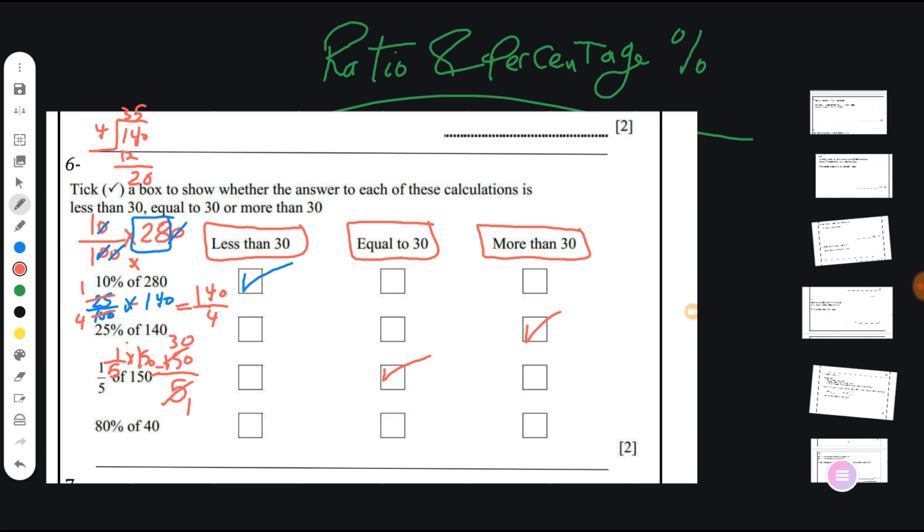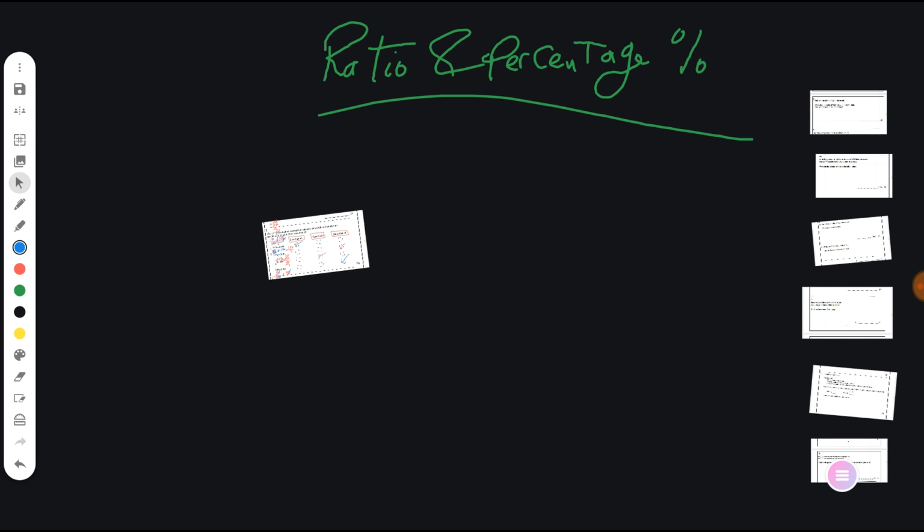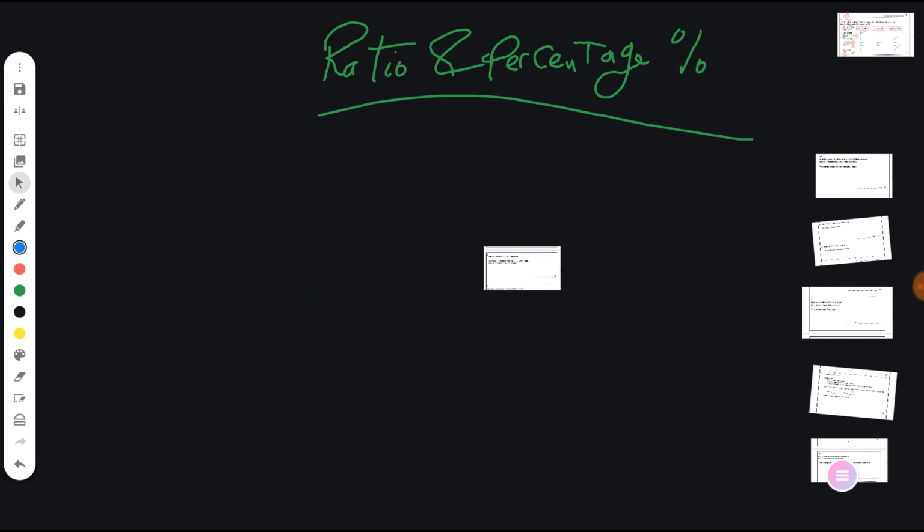80% of 40. Okay, 80%, we will write it as 80 over 100 multiply 40. Okay, now delete zeros, 1 0, 1 0, 1 0, 1 0. 8 times 4 is 32, which is greater than 30. And this is the answer. If he asks me to convert from a percentage to a number, I must convert the percentage to a number. By what? By dividing by 100. Okay?